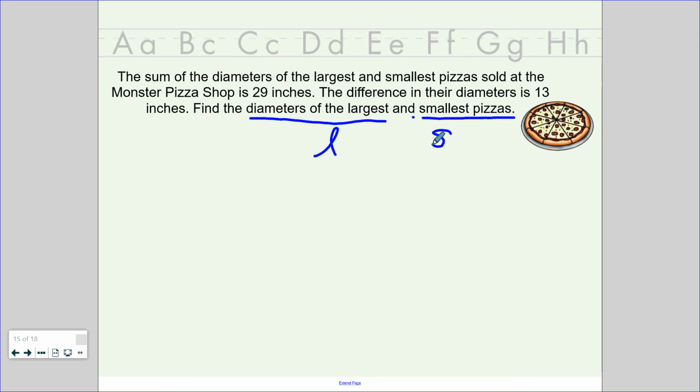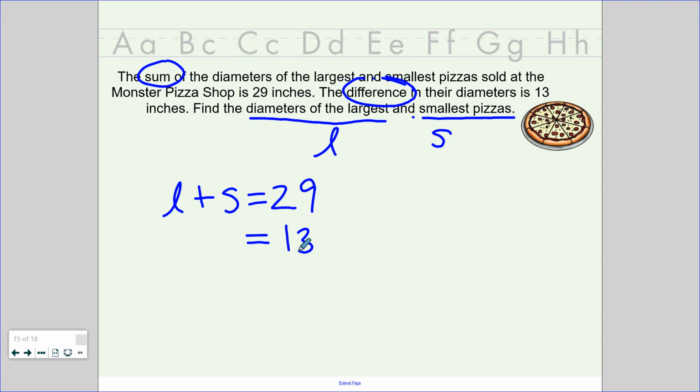So let's run through our sentences. The sum of the diameters of the largest and smallest pizzas sold at Monster Pizza Shop is 29 inches. Sum is a fancy way of saying adding. There's our first equation. Difference, the difference in the diameters is 13 inches. Now, addition, it doesn't matter how I add them up. S plus L and L plus S are exactly the same thing. But when we subtract and when we divide, order matters.